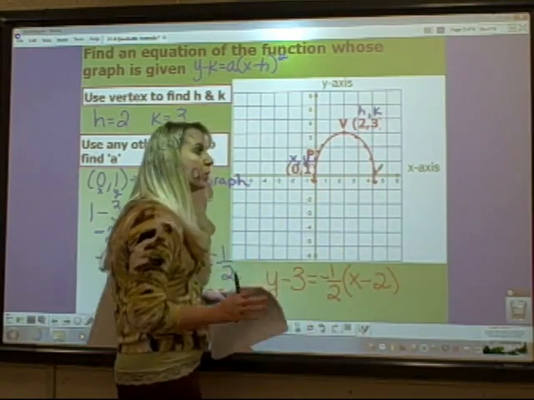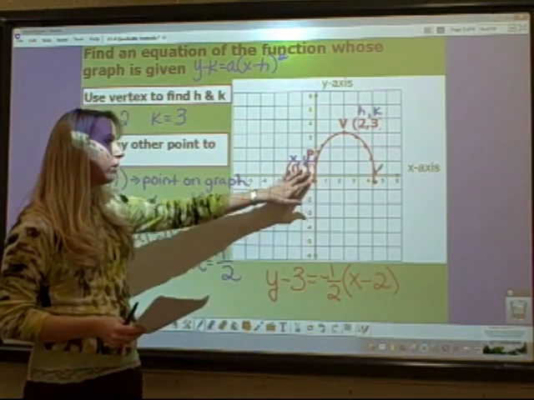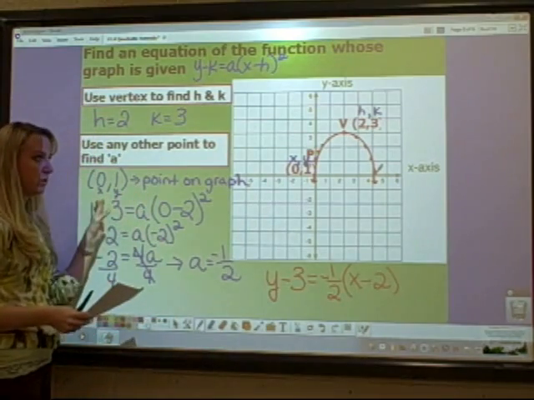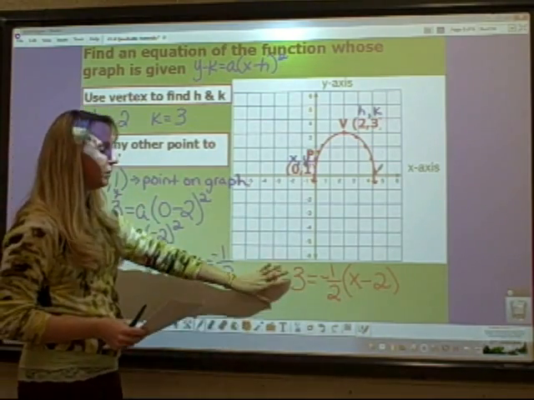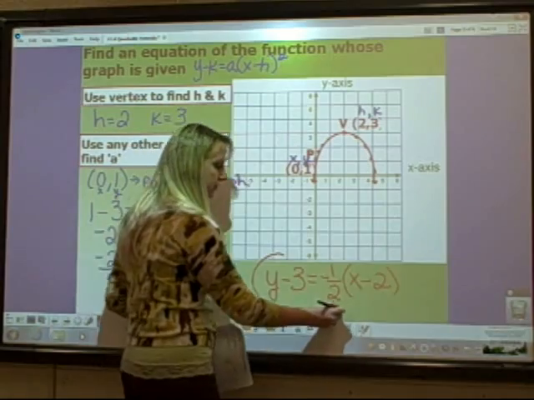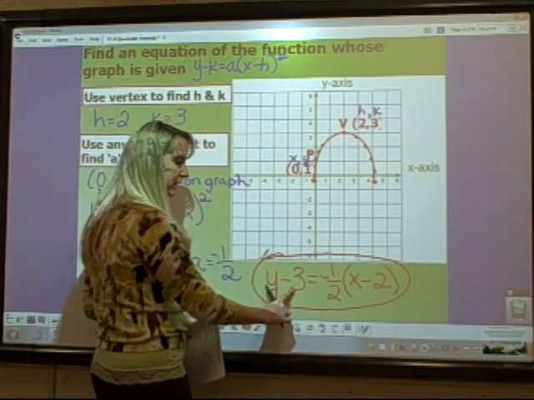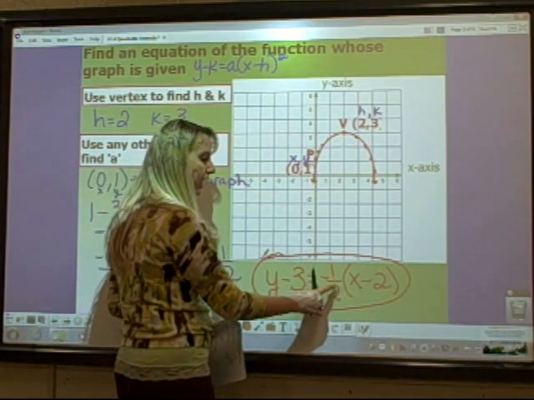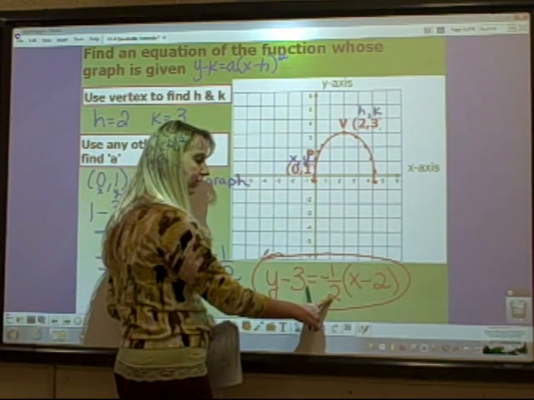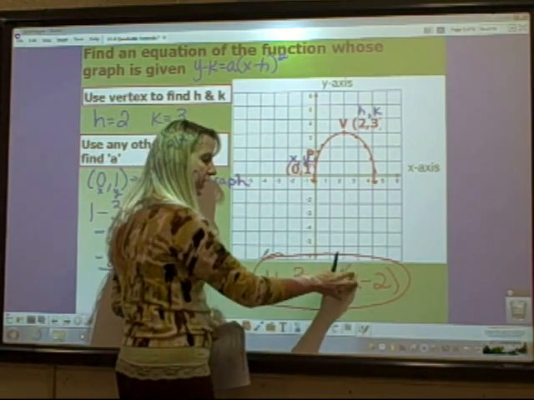We just for sure knew to use 0 and 1 because it's on the graph. We know that for sure. But now that we have this general equation that represents a graph with a vertex of positive 2, positive 3, and an a value of negative 1/2, we could find any x and y that falls on that parabola.